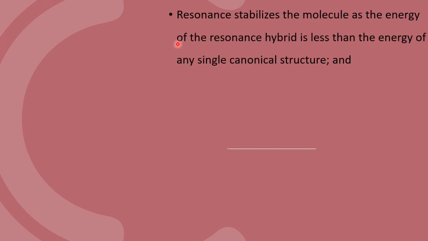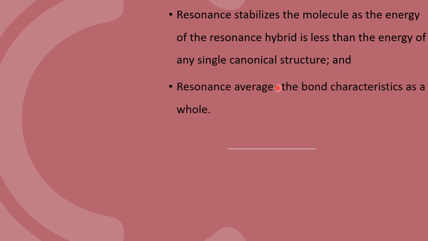Resonance stabilizes the molecule as the energy of the resonance hybrid is less than the energy of any single canonical structure. So if the molecule goes for resonance, what happens here? The free electron is made busy. It is busy in some work. When it is busy, it is spending some energy, so it will go to the least energy state. So it is more stable. Resonance will give you stability. Therefore, they go for resonance.